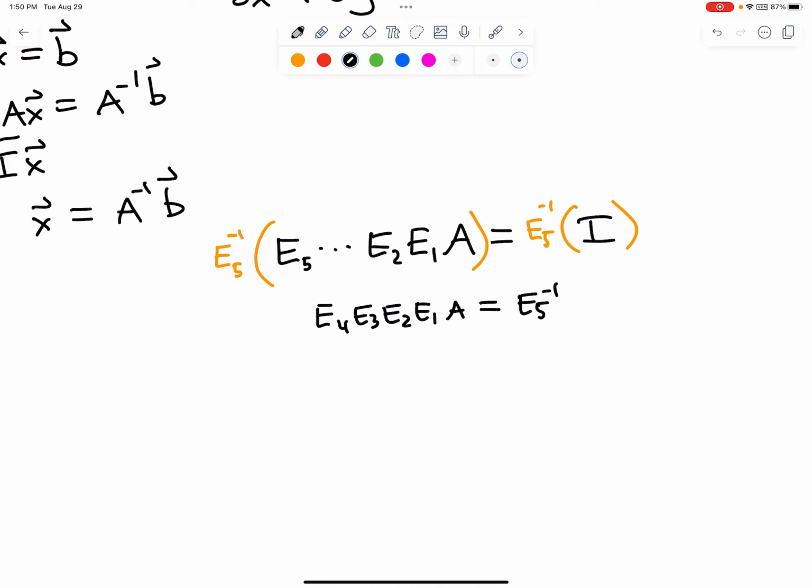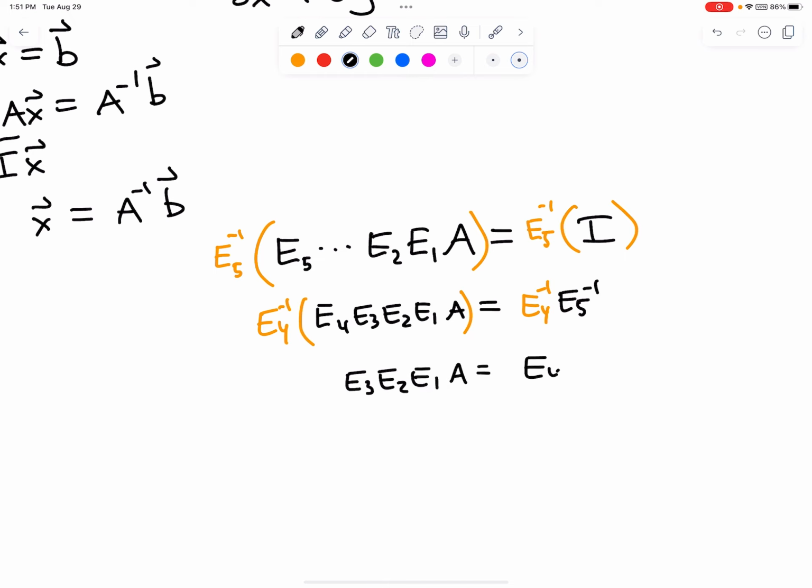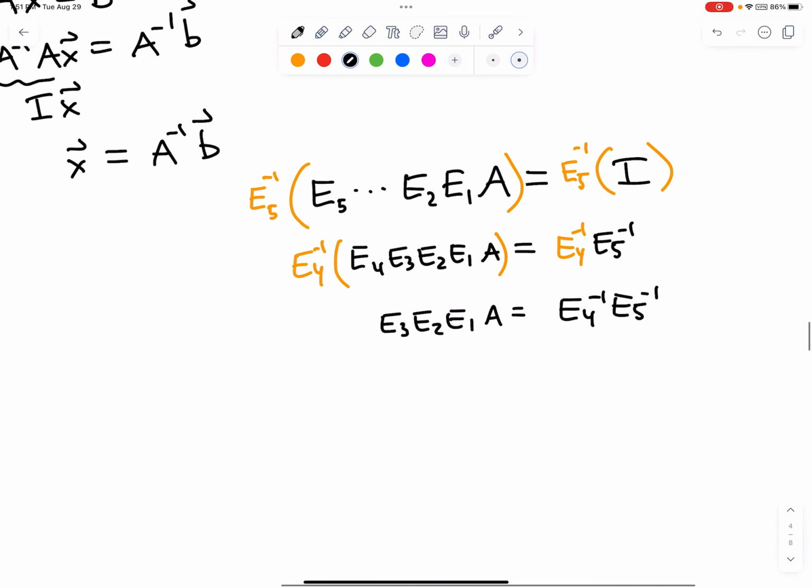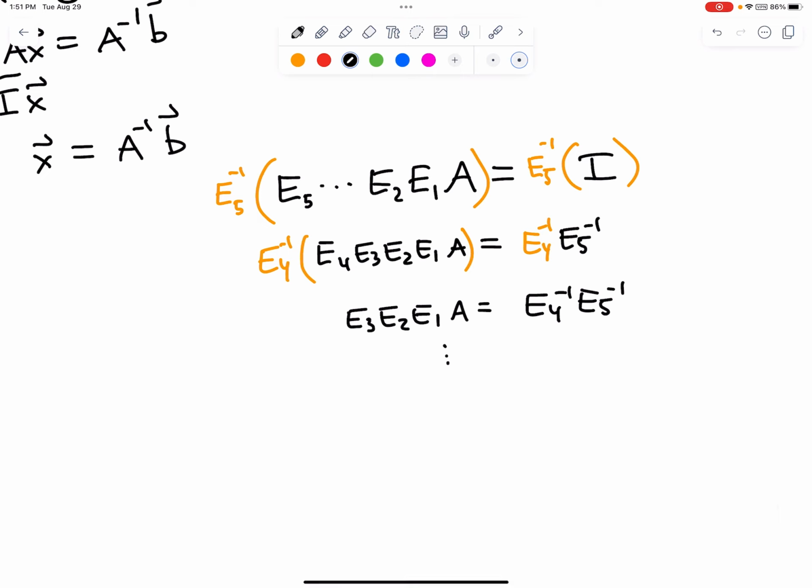So I'm going to multiply both sides of this new equation on the left by the inverse of E4. Now the E4s right here are going to cancel and become I, so they'll just disappear from our statement. So we're just down to E3, E2, E1, A equals E4 inverse, E5 inverse, etc. And we can keep this up until we finally get A isolated. Every elementary matrix has an inverse, so this is completely possible.